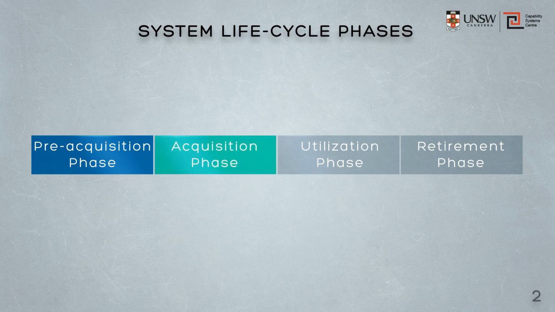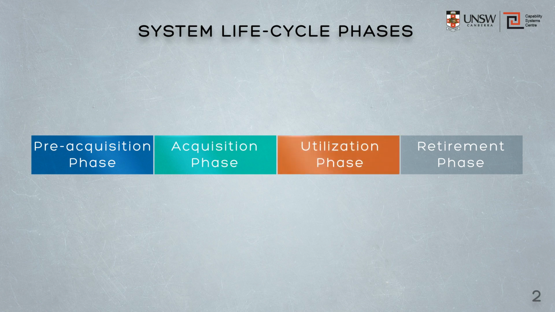The second phase, the acquisition phase, is focused on bringing the system into being and then into service in the organisation. This would normally involve defining the system in terms of business needs and requirements, stakeholder needs and requirements, and then system requirements. And then engaging a contractor to develop or to deliver the system.